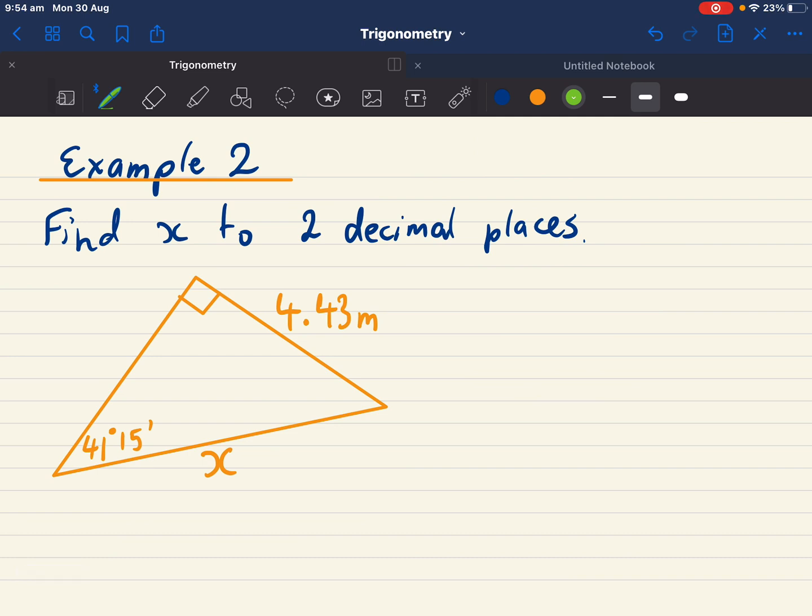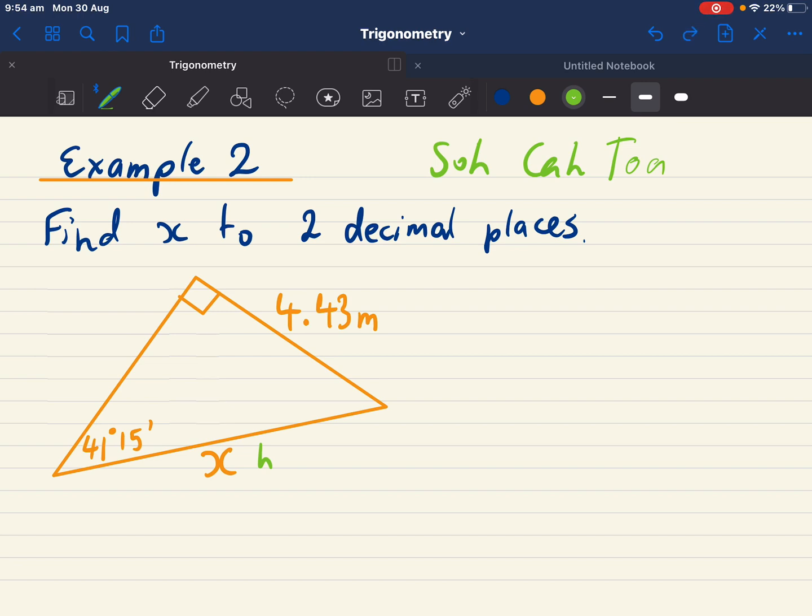Example 2, we've got another one. This time we've been asked to round it to two decimal places. You're finding the side length. You do the same thing every time. Step 1, we need to label the two sides we have. Check it out. Here is our blank side. We do not care about that side. We've got to label the other two sides. This is the hypotenuse. Right, check it out. It was opposite the 90-degree angle. Right, it's the longest side.